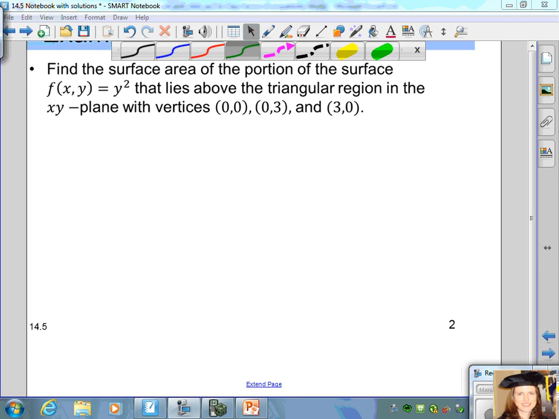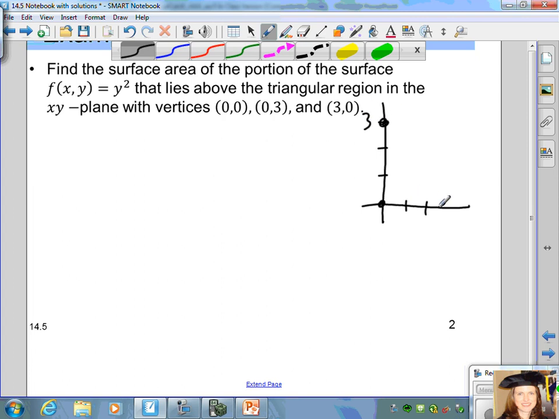Let's find the surface area of the portion of the surface of f of x, y equals y squared that lies above the triangular region in the xy plane with vertices (0, 0), (0, 3), and (3, 0). Let's begin by sketching just the base region R that has one vertex at (0, 0), one at (0, 3), and one at (3, 0).